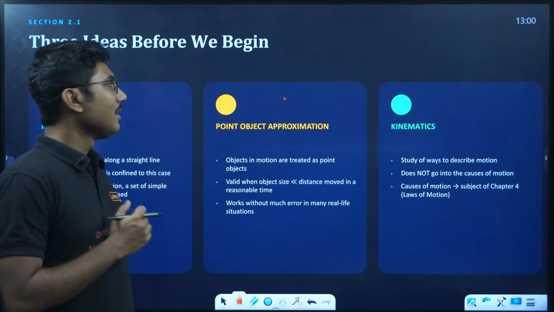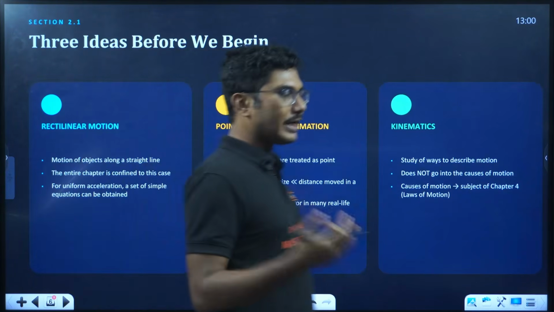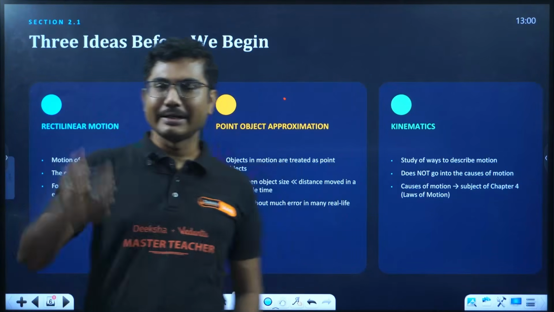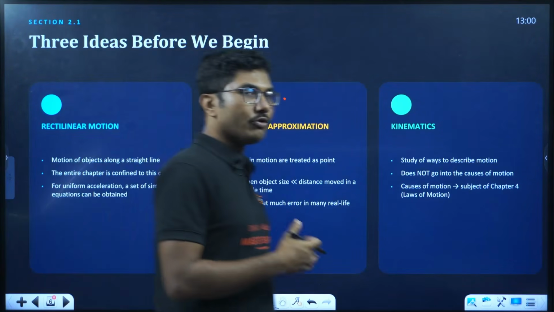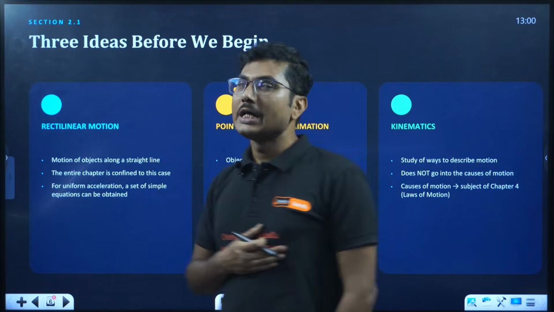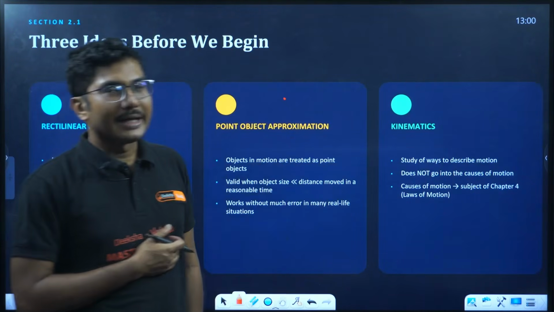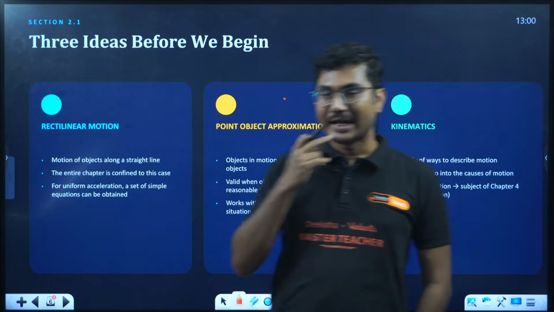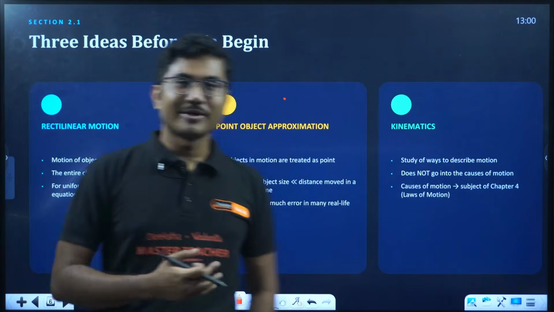But are the objects in our day-to-day life that we observe, be it a bicycle, a car, a bike, anything else, be it ourselves when we walk, are we point objects? Obviously not, we are not point objects. Then how can we apply the formulas and equations that we learn in this chapter in real life? The same thing can be applicable to real life as well.